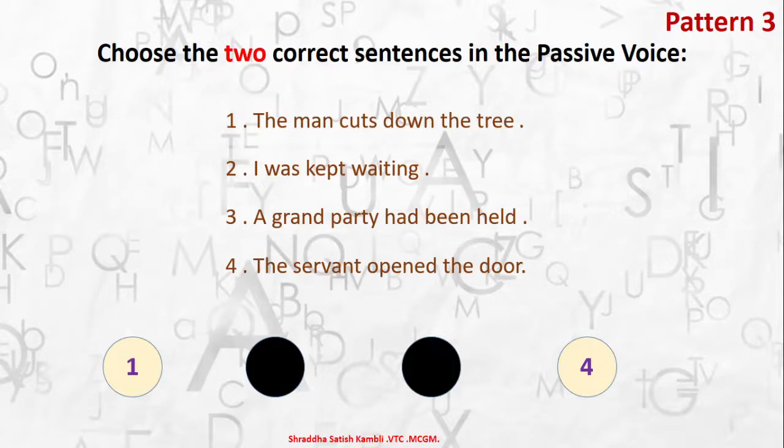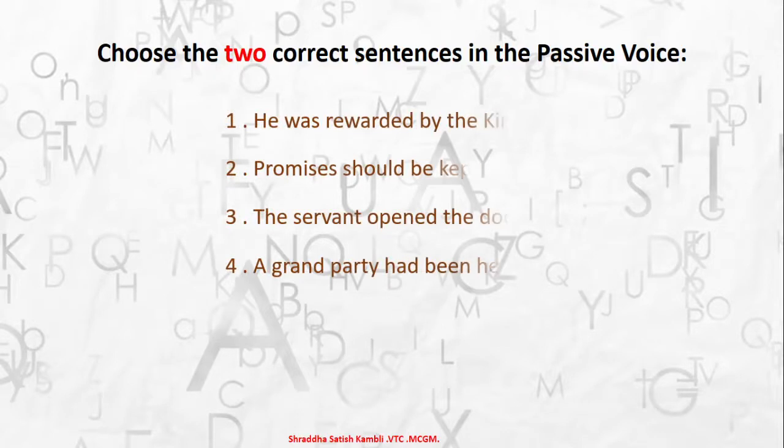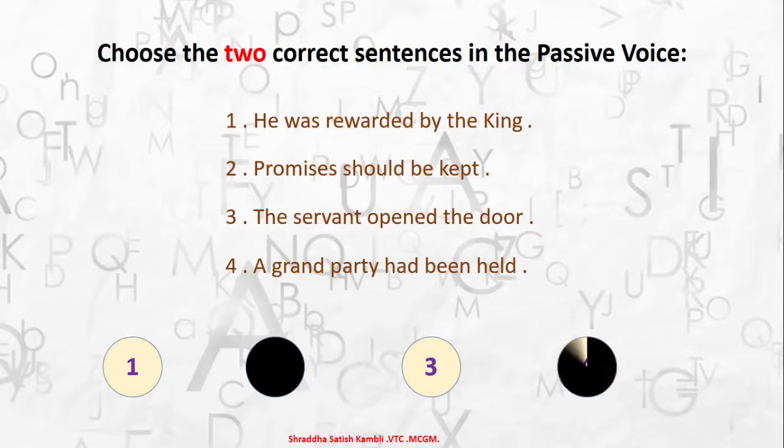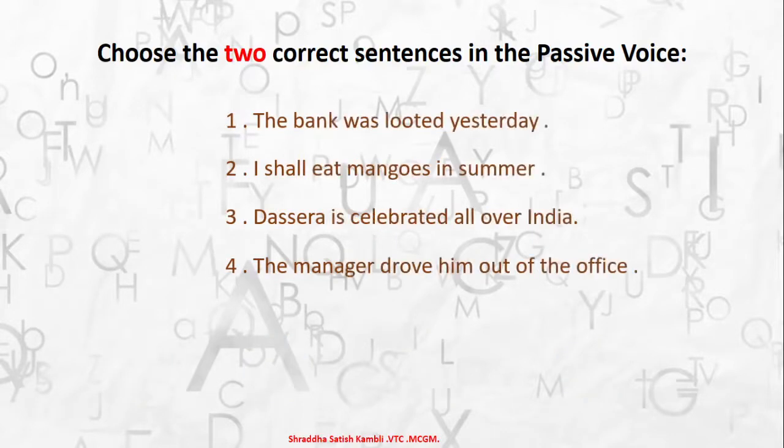Okay, coming to the next question. He was rewarded by the king. Promises should be kept. The servant opened the door. A grand party had been held. Again, 1 and 2 or 2 and 3 or 3 and 4. So which two are the correct sentences? You have the second one. Promises should be kept. And you have the fourth one. A grand party had been held.